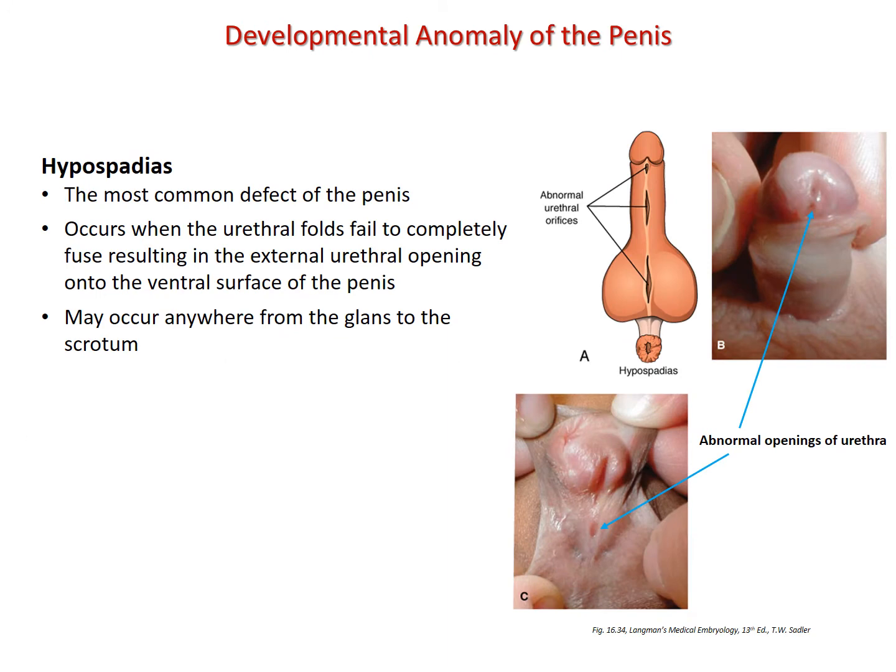Occasionally, the urethra does not open at the tip of the penis, but rather at some midline site along the ventral surface of the penis. This congenital disorder is known as hypospadias and affects about 1 in every 250 males at birth. It is the most common defect of the penis. It occurs when the urethral folds fail to completely fuse, resulting in the external urethral opening onto the ventral surface of the penis. This opening may occur anywhere from the glans to the scrotum. These require surgical treatment.